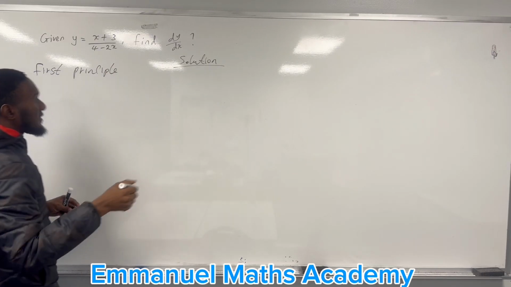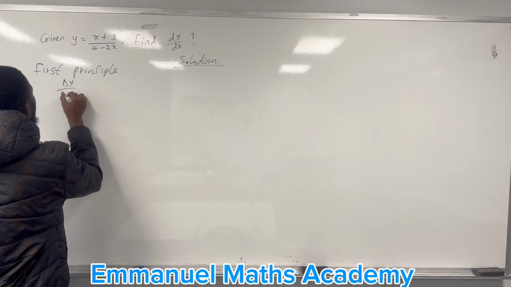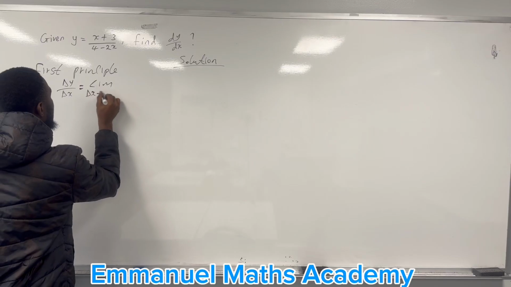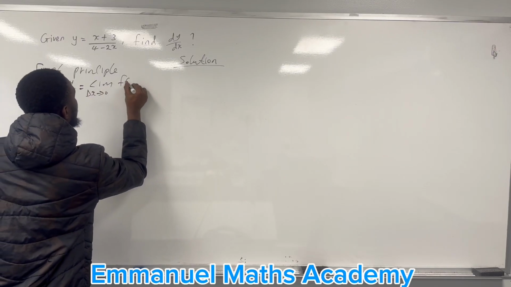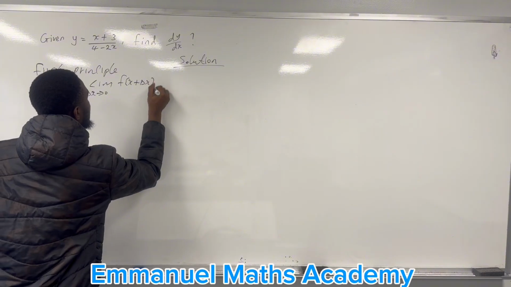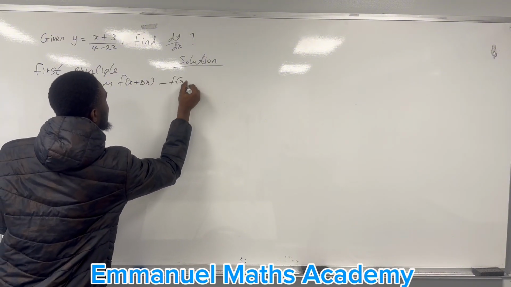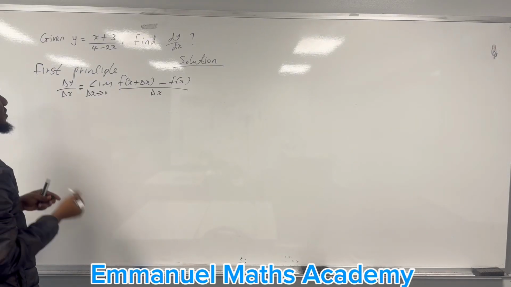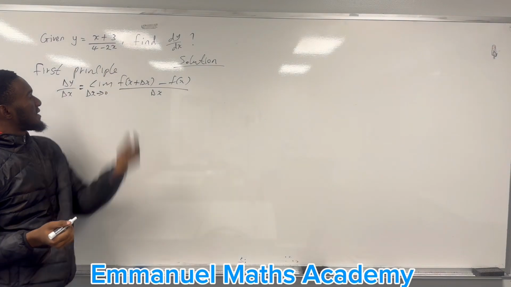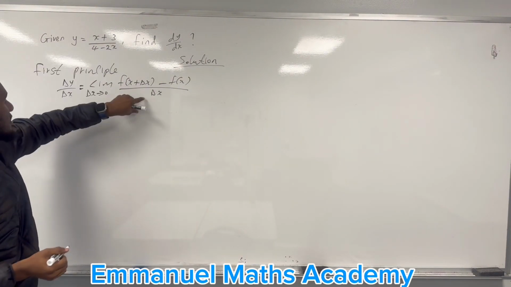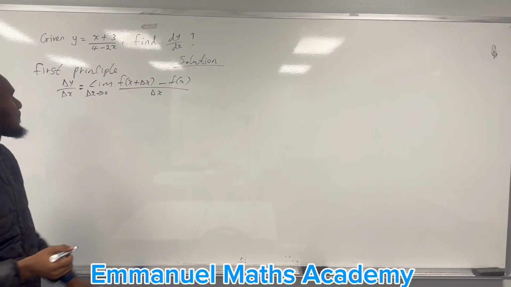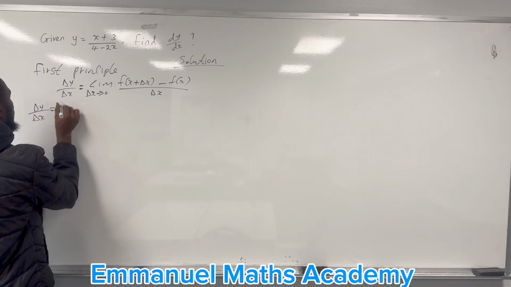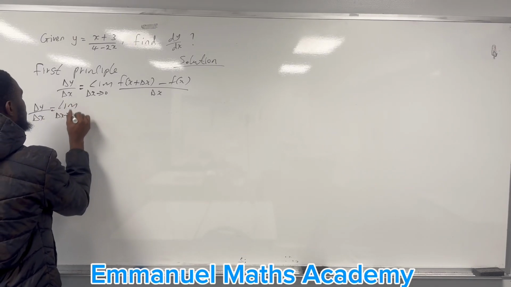So the general definition is delta y over delta x, or change in y over change in x, is equal to the limit as delta x tends to 0 of f of x plus delta x minus f of x, all over delta x. Now we'll be substituting our y in terms of this general definition. Hence we have delta y over delta x equal to the limit as delta x tends to 0.